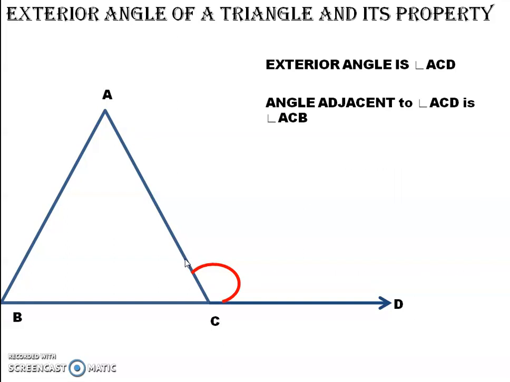Such an angle is known as adjacent angle. Angle adjacent to exterior angle. What is it called? Angle adjacent to exterior angle. So which is that angle? This is that angle. Okay. Next one.